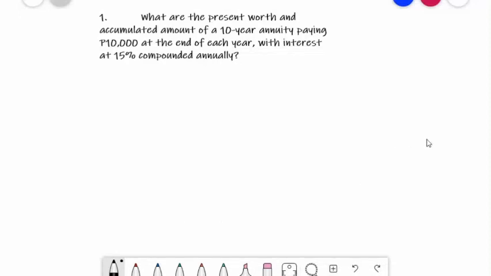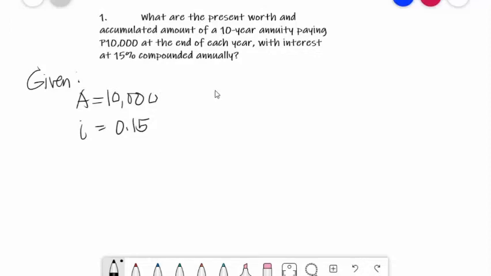Example number 1. What are the present worth and accumulated amount of a 10-year annuity paying 10,000 pesos at the end of each year with interest at 15% compounded annually? We can say this is an annuity because of the words at the end of each year. So, given A, our annuity, is equal to 10,000 pesos, and interest is compounded annually, so 0.15.